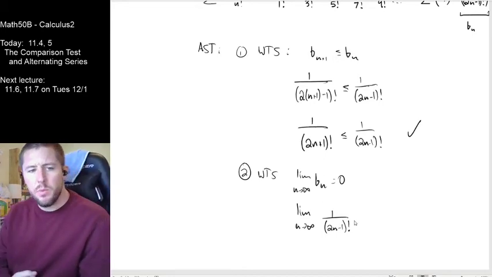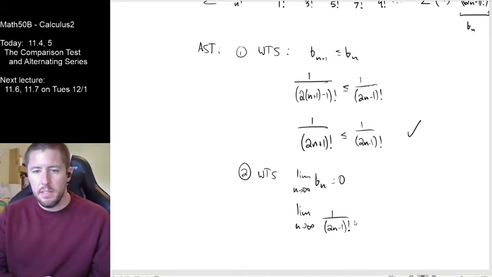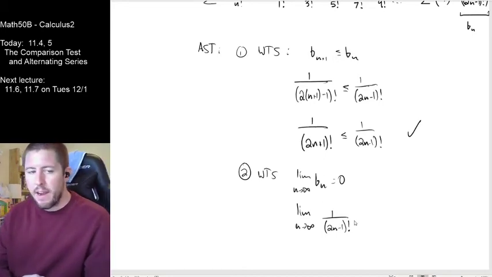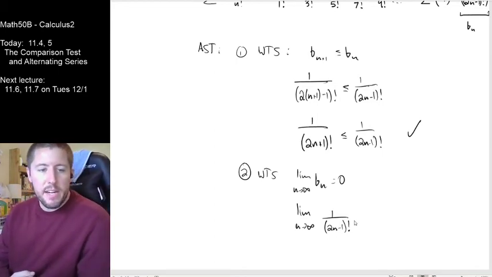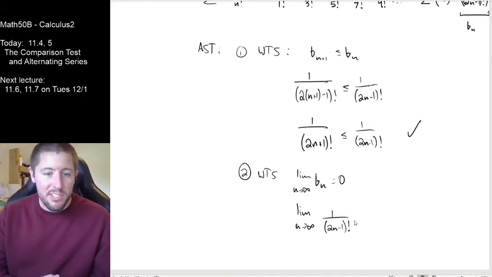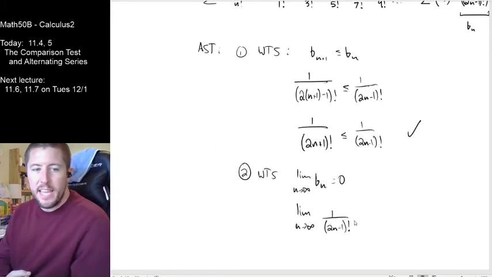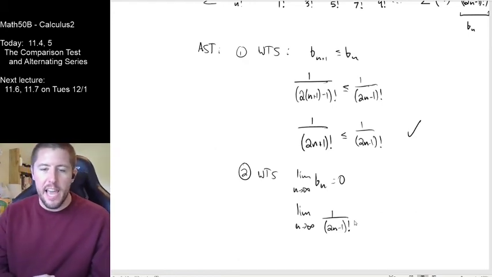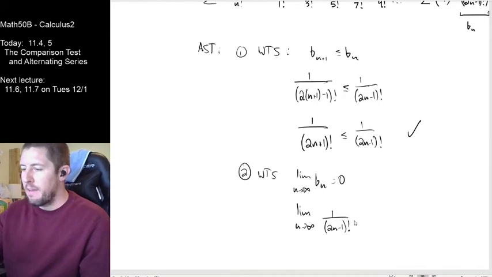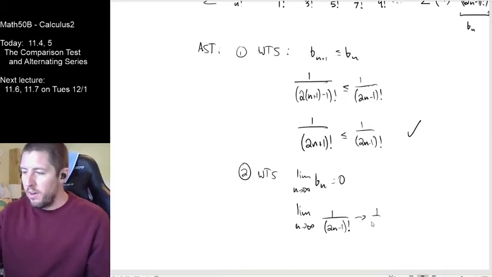I'm trying to think here. I guess we really don't have any limit laws for factorials. What we should just remember about factorials is that they grow even faster than exponentials. So this is even more than like 1 over e to the x down there. This is definitely going to a 1 over infinity scenario, equal to 0.